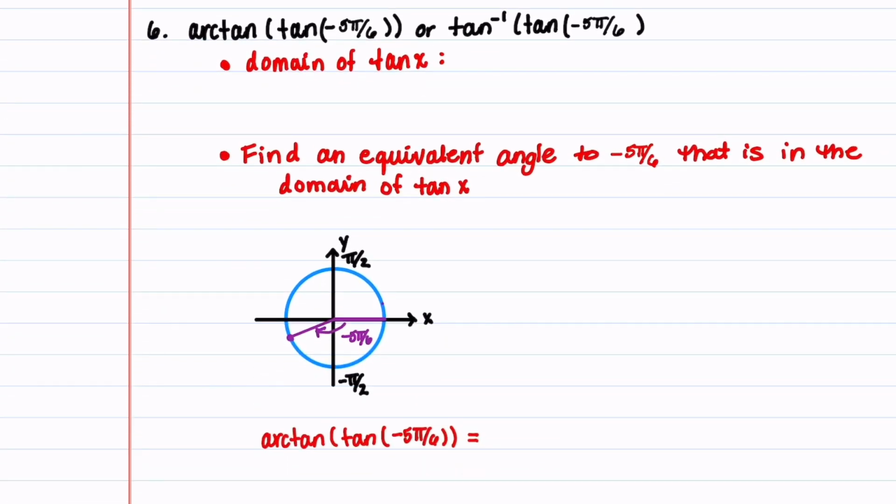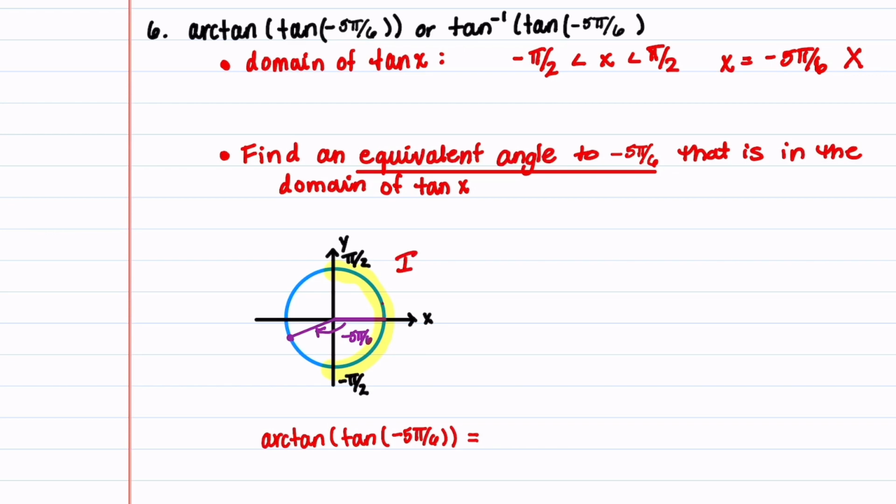Let's now look at a composition with a tangent function. We'll remind ourselves that the domain of tangent x is x between minus pi over 2 and pi over 2. X is equal to minus 5 pi over 6, and this is not in our domain, so we'll have to find an equivalent angle to minus 5 pi over 6. The domain of tangent x is between minus pi over 2 and pi over 2, so our equivalent angle needs to be in quadrant 1 or quadrant 2.